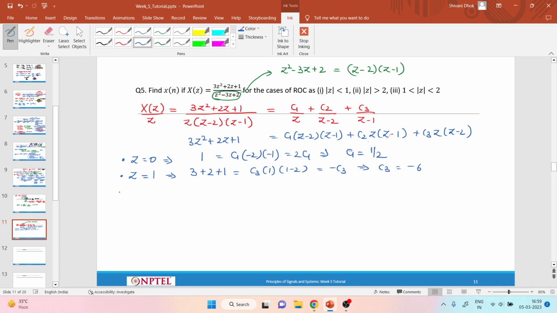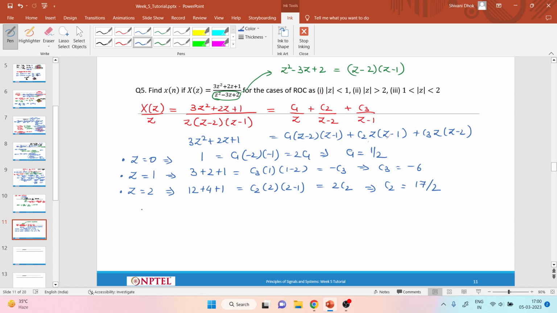Similarly, if I need to cancel out the terms containing z minus 2, I need to substitute z equal to 2, which implies that here I have 3 into 4, that is 12, plus 2 into 2, 4, plus 1 is equal to: the first term goes to 0, the second term remains, c2 into 2 into (2 minus 1), and the third term goes to 0. So this is equal to 2c2, which implies that c2 is equal to 17 by 2.